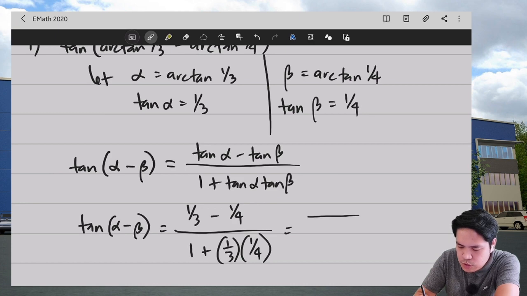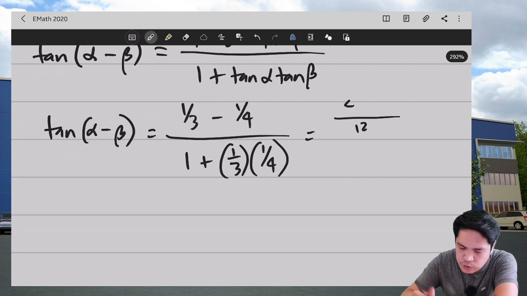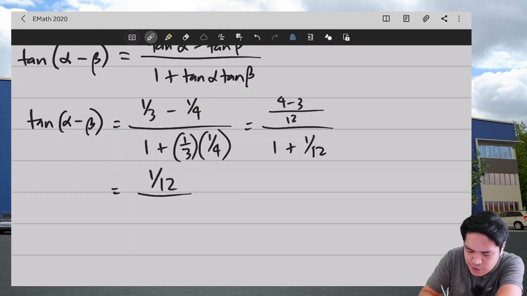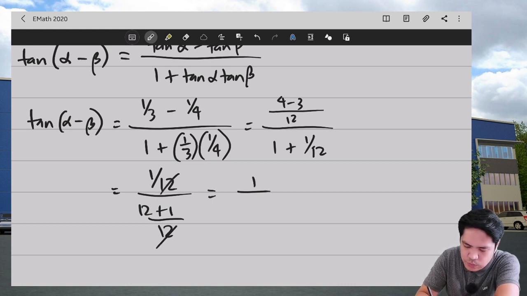So that would be equal to 4 minus 3 over 12, over 1 plus 1 over 12. So 1 over 12, then we'll have 12 plus 1, or 13 over 12. If we cancel this out, that would be 1 over 13 as our answer.